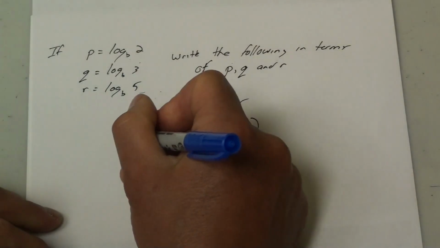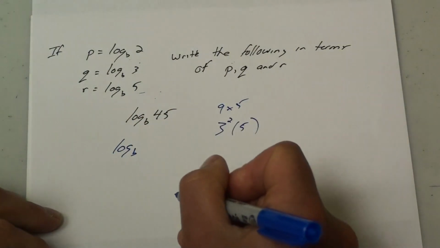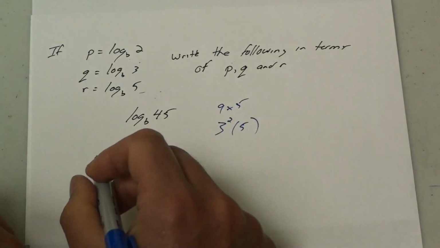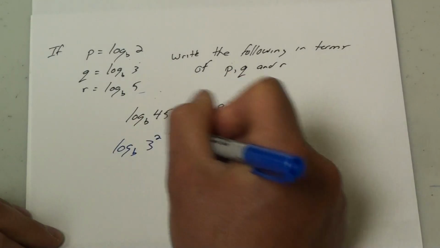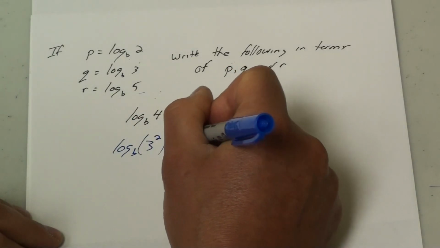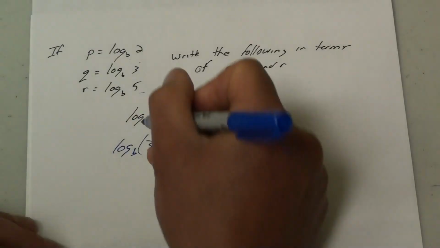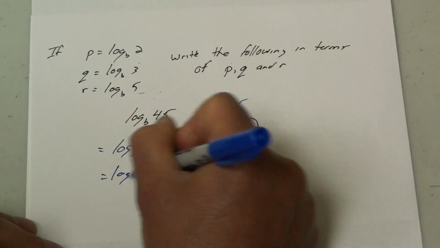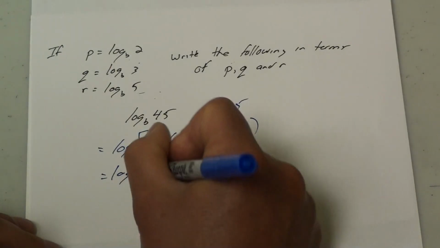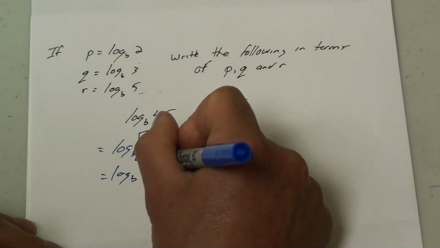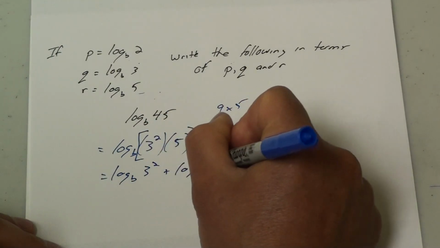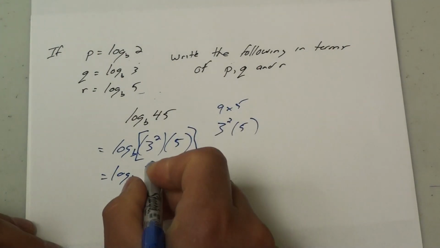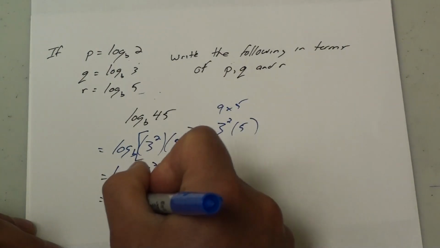So I have log base B of 3 squared times 5. Now that's all one logarithm. So break it up into multiple logarithms. Multiplying means adding. And then bring my exponent down.